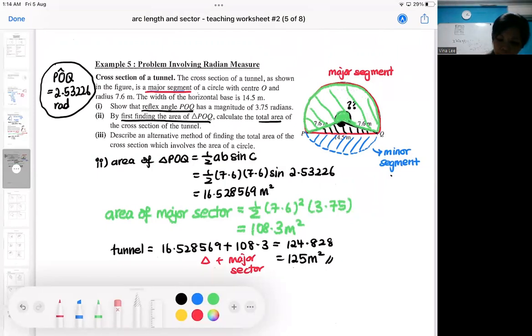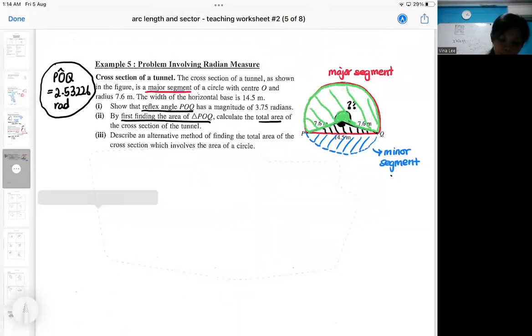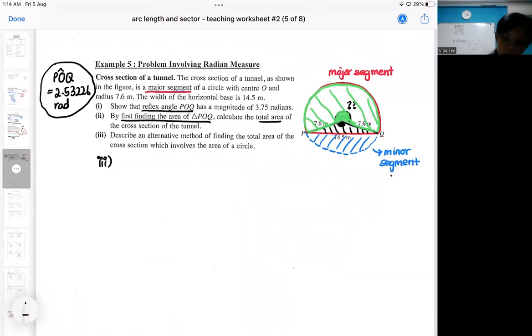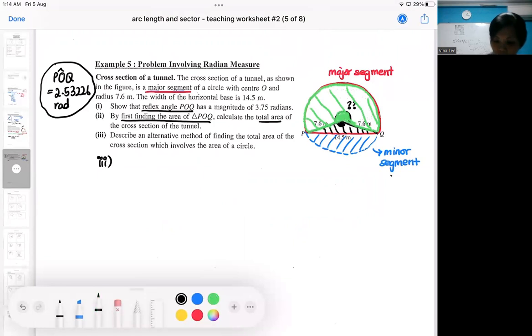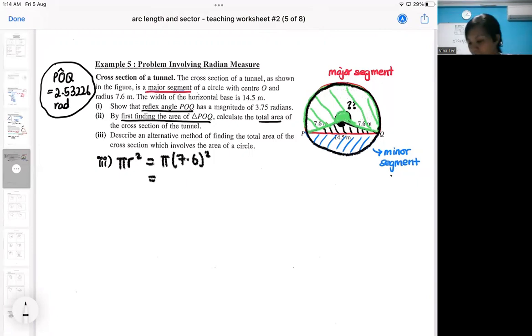So again, I'm going to erase this. I'm going on to part 3. I'm going to find the same thing. But right now, I must involve the whole circle. So you might be thinking, where is the whole circle? So this is the whole circle. I'm going to find the whole circle first. And I'm going to leave it in terms of pi. So that is my whole circle.